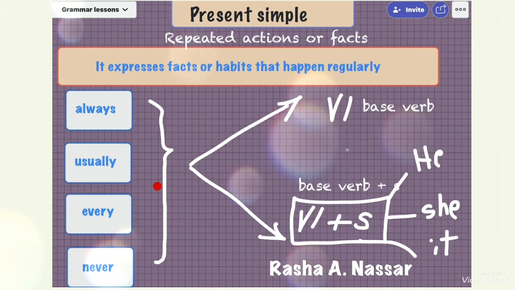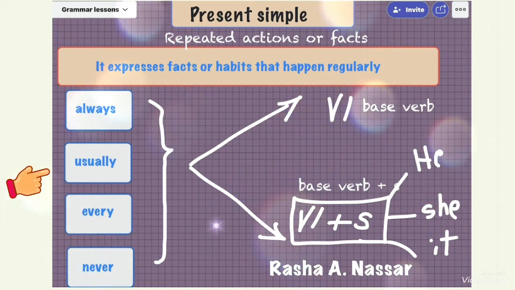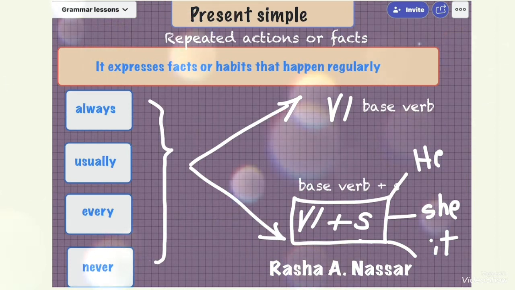What are the key words that we usually use in this tense? Always, usually, every, and never. If you see any one of these key words, you will use the present simple tense. So how can we use the verb with present simple?